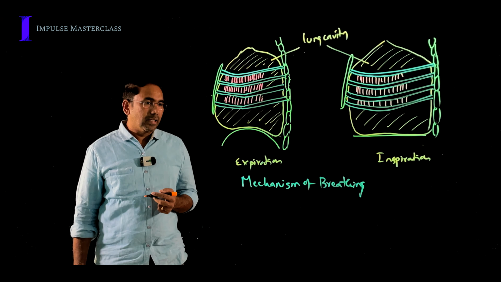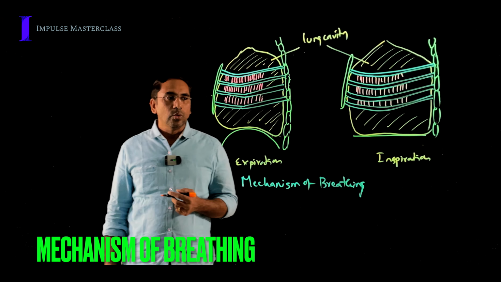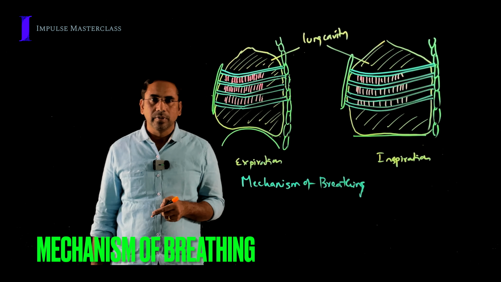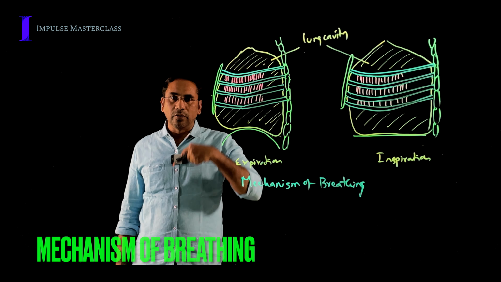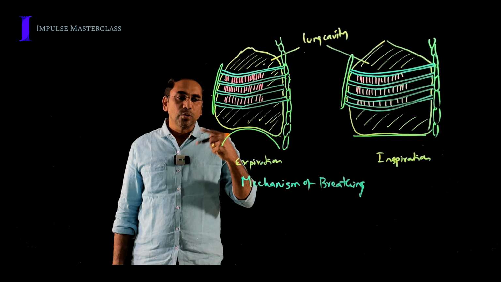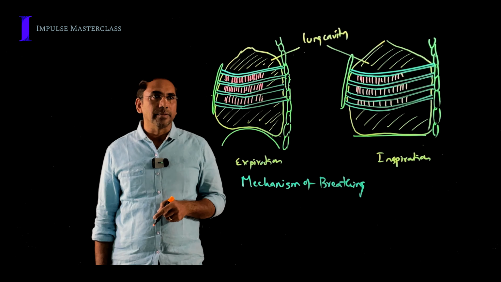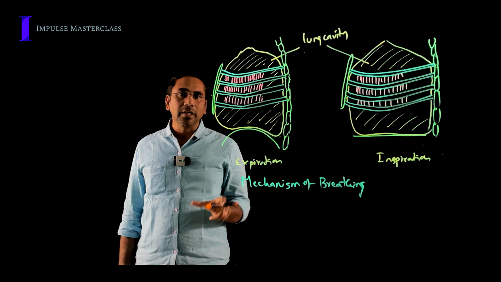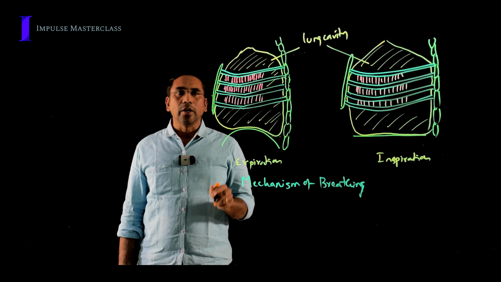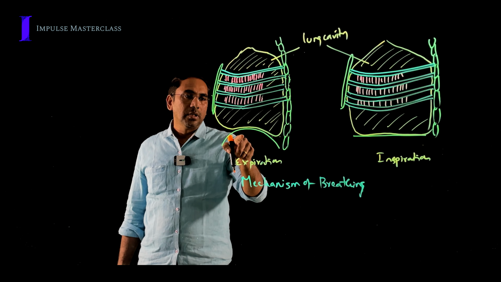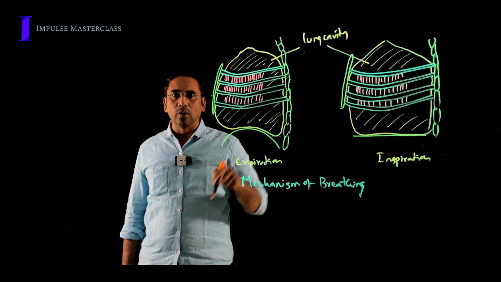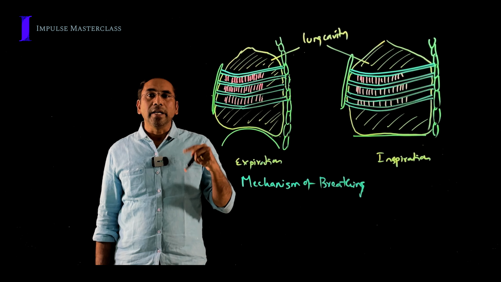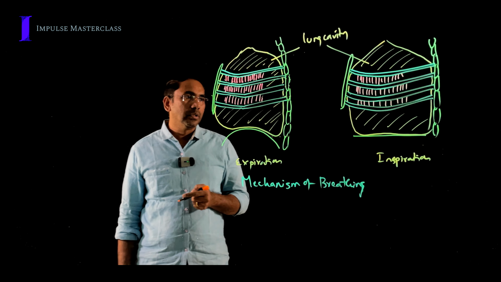Now let us see the mechanism of breathing. You know, breathing involves inspiration and expiration. Inspiration is intake of air. Expulsion of air is nothing but expiration. Now this is the normal setup of the thoracic cavity in relaxed state. You know the boundaries are sternum, diaphragm, vertebral column, and laterally ribs. Now during inspiration, let's see what happens.